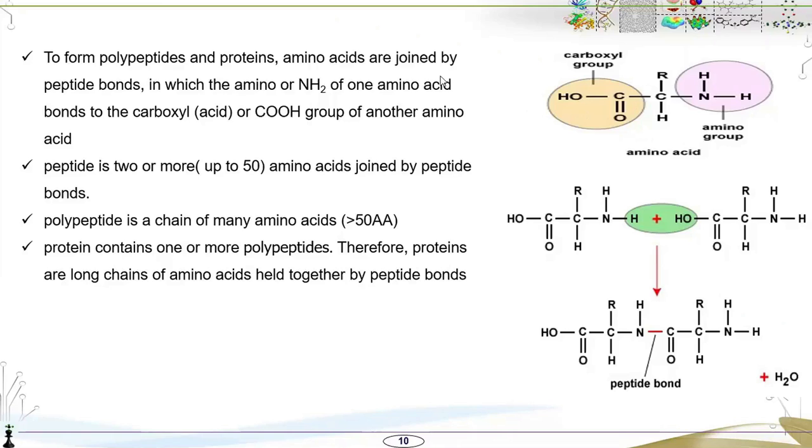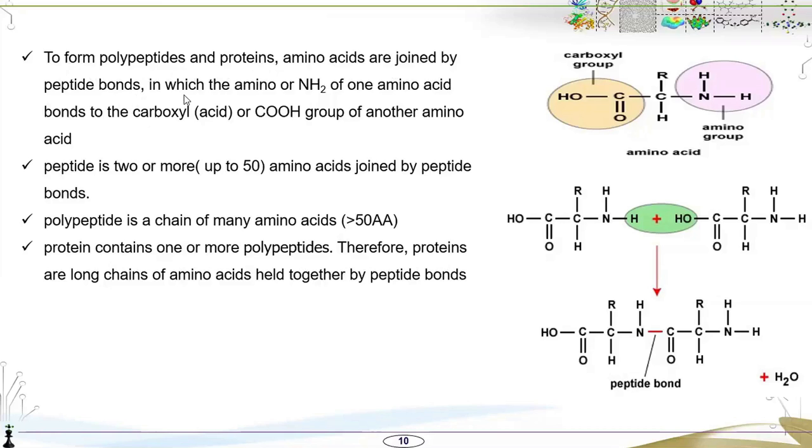Now I will give the differentiation between protein, polypeptide, and peptide. I will explain how we can differentiate the polypeptide, protein, and peptide in the next points. Let's talk about the first point. To form a polypeptide or protein, amino acids are joined by peptide bonds. I will explain what a peptide bond is right now.